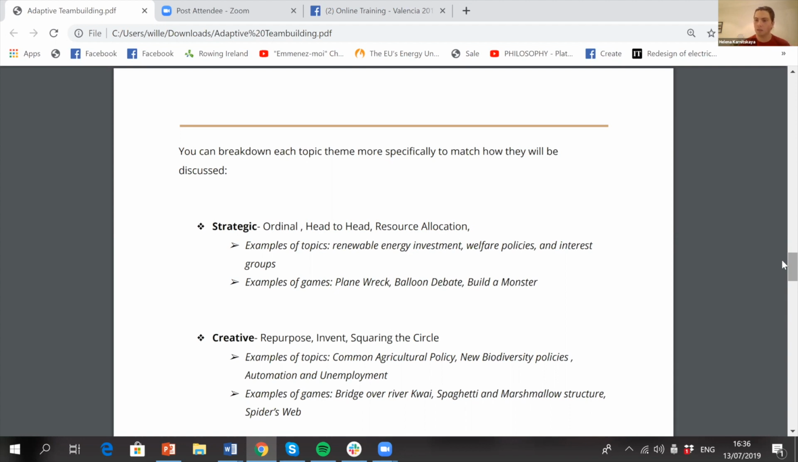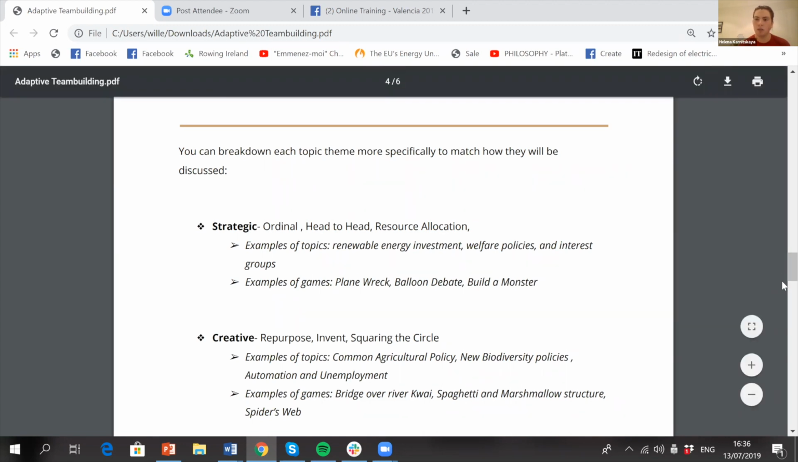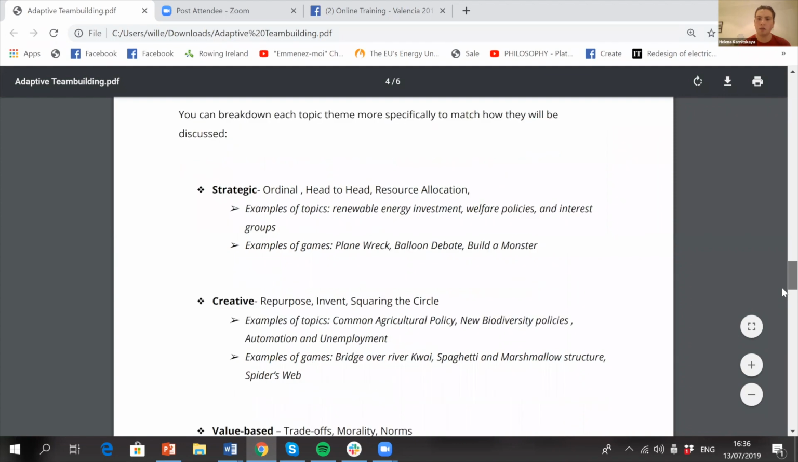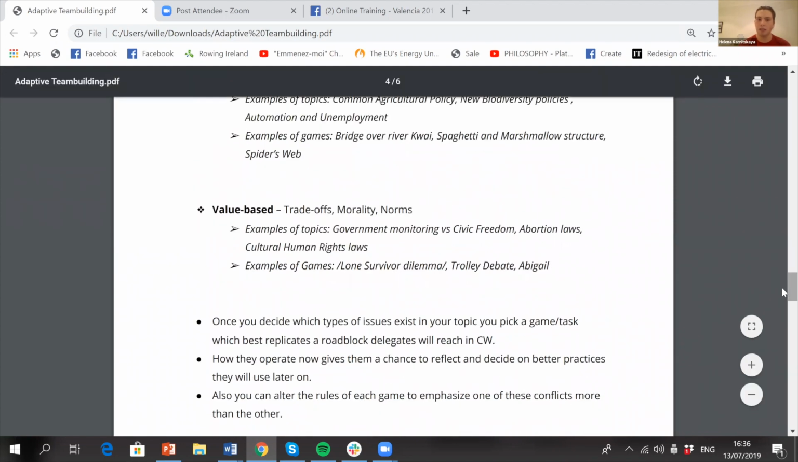And so for examples of games you can play, I'll just scroll down here, because the whole point of why you'd be structuring your games for your topic is that if you think a type of issue is going to exist in your committee, which they're going to have to overcome, a direct problem they're going to have to sort out and figure out, what you're trying to do is pick a game or a task which best replicates that type of roadblock that your delegates are going to reach in committee work. So it's best replicating, obviously not connected to the topic itself, the type of problem they're going to have to be dealing with.